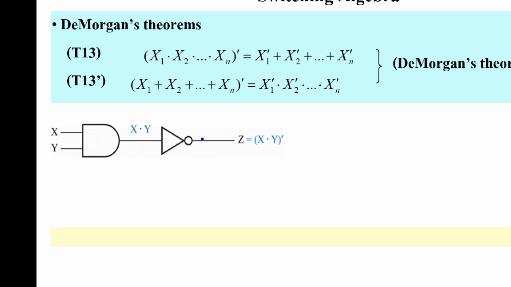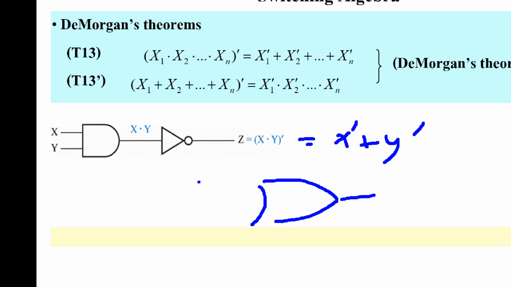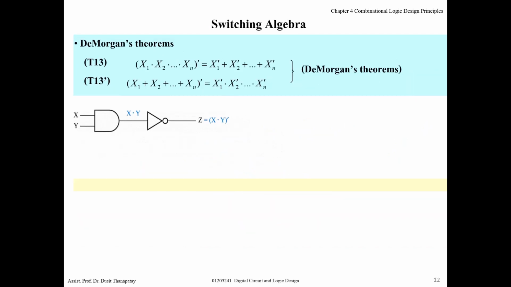So actually for this one, if you use De Morgan's theorem, you can show that (x and y) prime is equal to x prime or y prime. So to implement the circuit, you can use what? An OR gate, right? Invert x first and then invert y. So the result of inverter x prime and y prime, all together, you get the same result as the NAND function. Same thing.